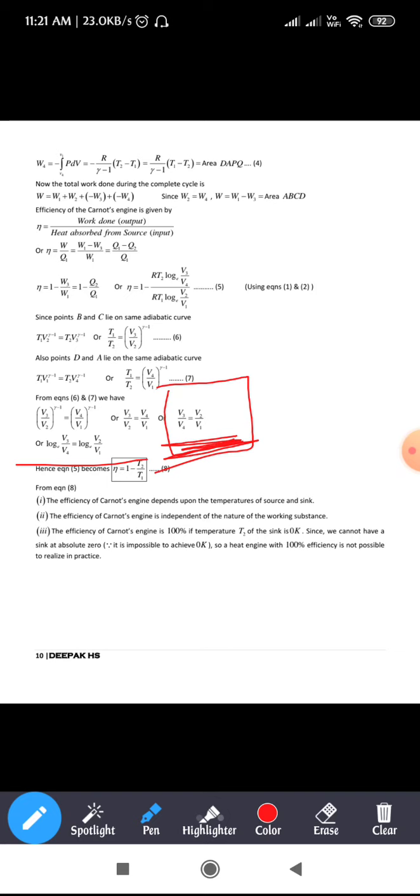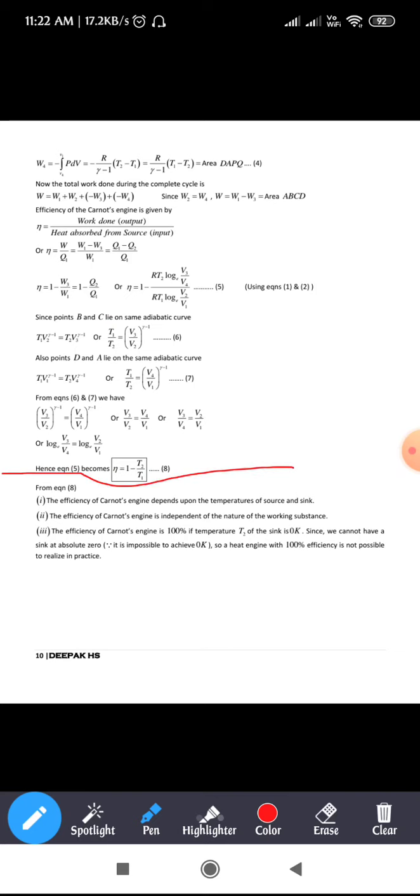So if log base e v3 by v4 is equal to log base e v2 by v1, and you substitute that value in equation 5, what happens? The terms with R get cancelled out, since log base e v3 by v4 is equal to log base e v2 by v1. So the left out thing is 1 minus T2 by T1. So eta is equal to 1 minus T2 by T1, which is the efficiency of a heat engine.